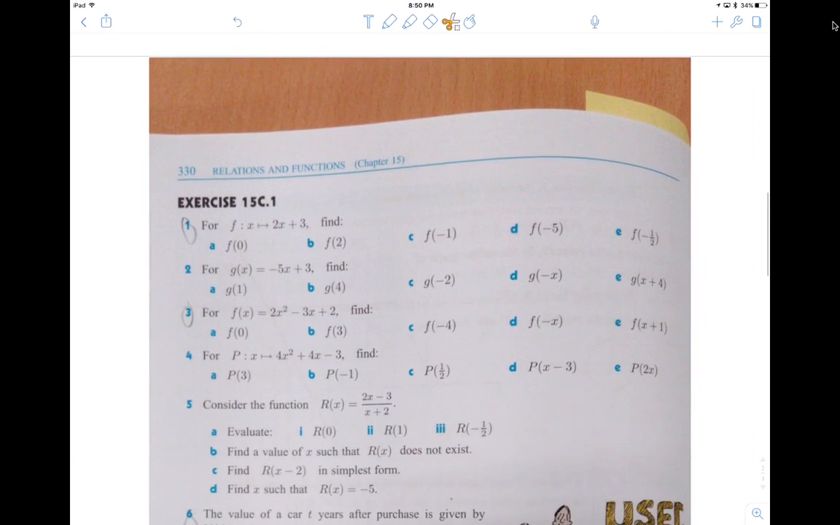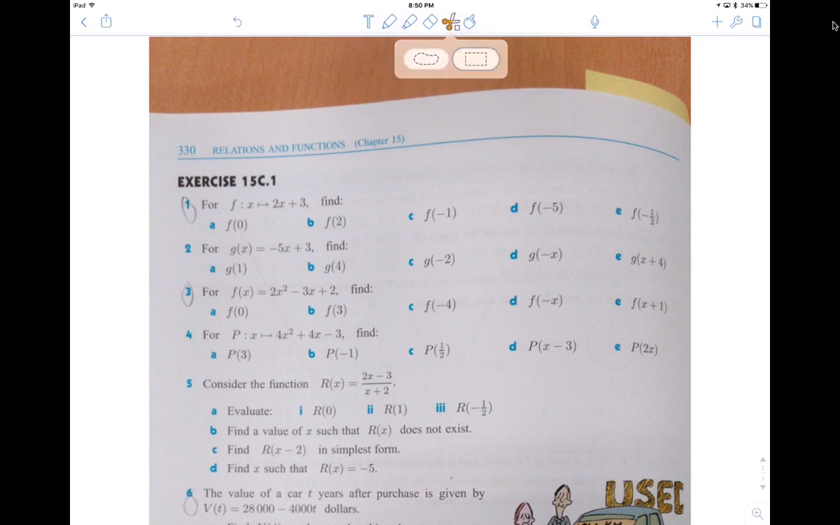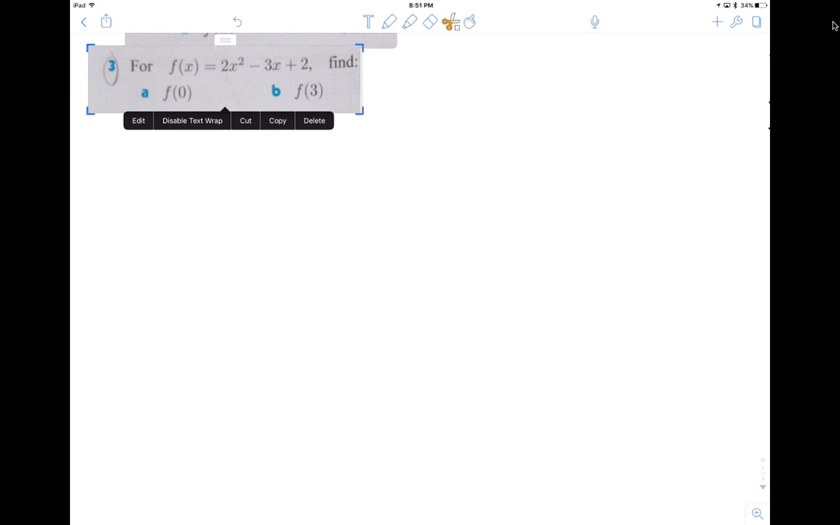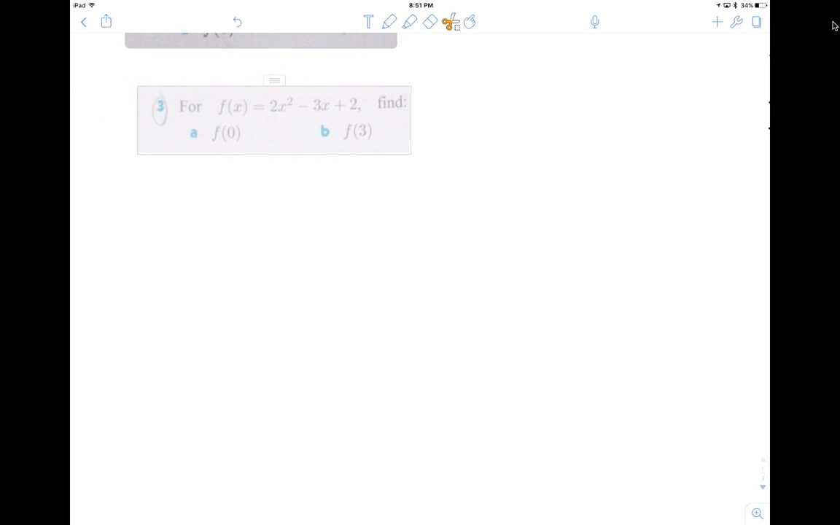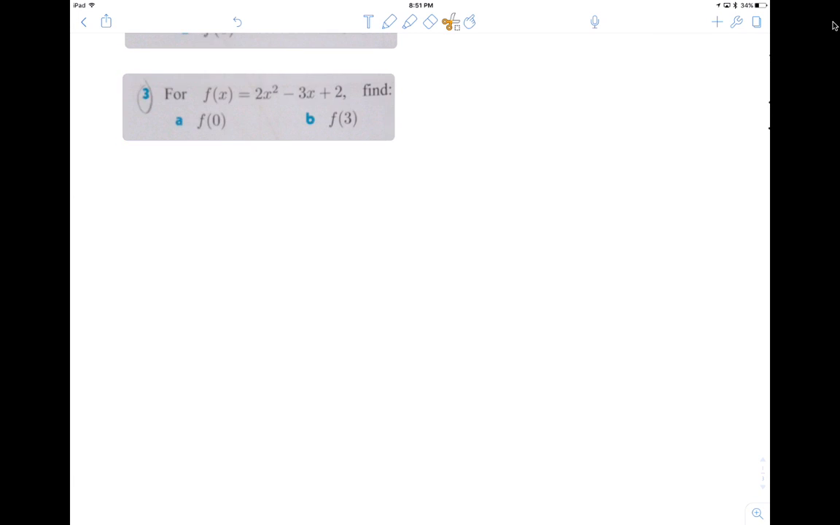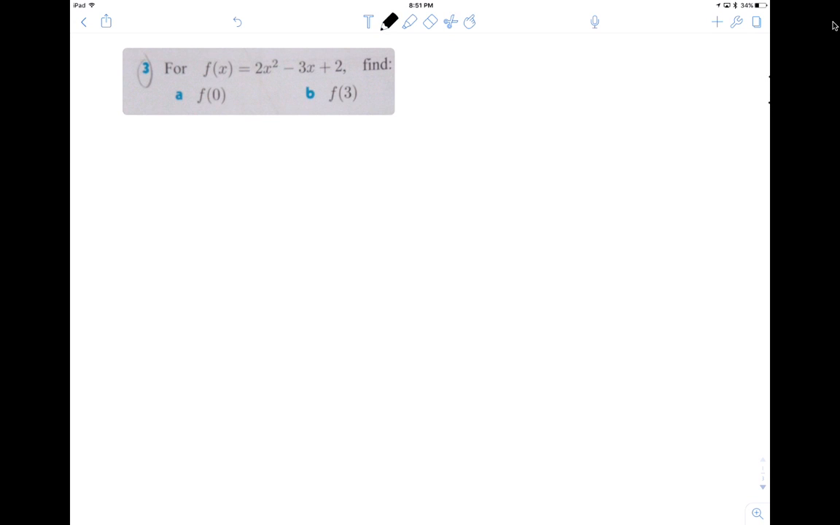Next is question 3. A couple more terms, but the same idea. F of x, written as f of x this time, let's do b. F of x is equal to 2x squared minus 3x plus 2. So we plug in a 3 wherever the x is.